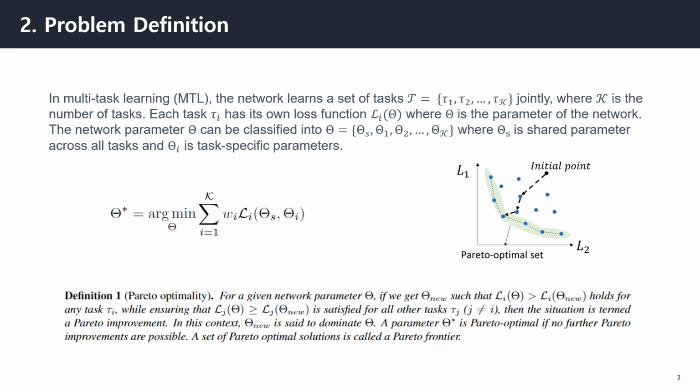To tackle this, we can approach the multitask learning problem as a multi-objective optimization problem. This allows us to redefine our goal as finding Pareto optimal solutions. Pareto optimality refers to a state where improving one aspect of performance cannot be achieved without sacrificing another. By aiming for Pareto optimal solutions, we can better navigate the trade-offs and enhance overall performance in multitask learning.